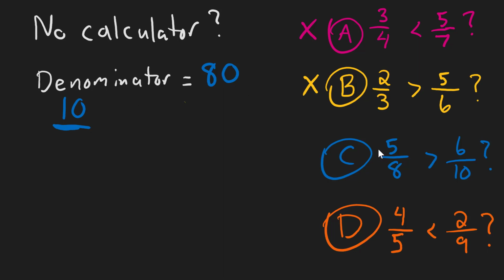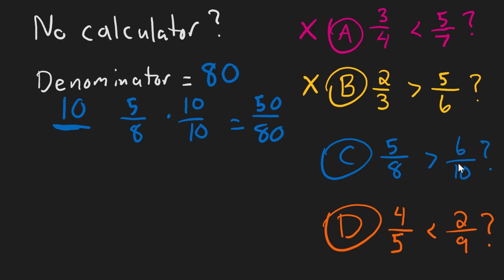And so to restate 5/8 into 80ths, we just take 5/8 and multiply it by 10 over 10, and we get that 5 times 10 is 50, and 8 times 10 is 80, and so 5/8 is the same as 50/80ths. So we need to restate 6/10ths in terms of 80ths. How do we do that?